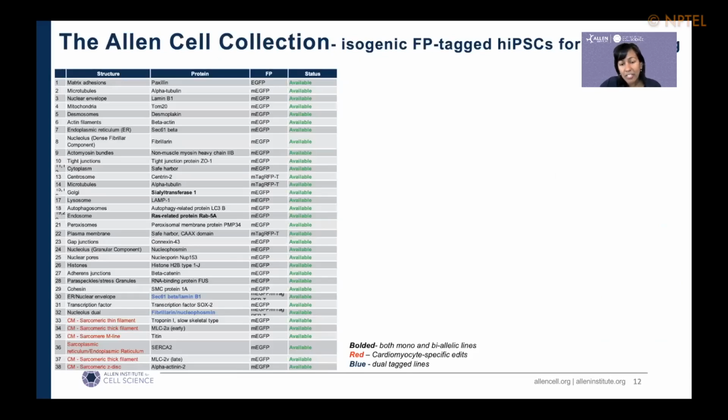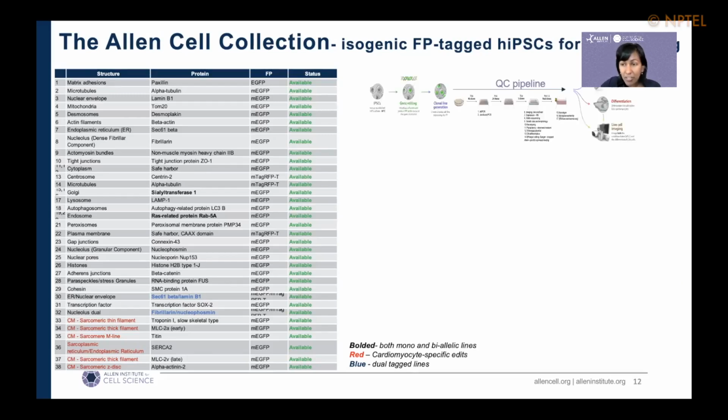So we've created about 50 lines so far. So we think most of the major structures are tagged now. And this is called, again, the Allen Cell Collection. And they're isogenic because the background cell line is the same for all these lines. The only thing that's different is the fluorescent protein is associated with a different protein so that we can visualize the structure that that protein localizes to.